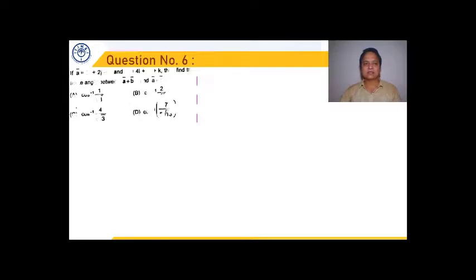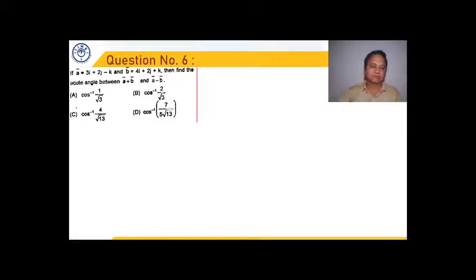Number 6. It says if a vector A is given as 3i plus 2j minus k and B is given as 4i plus 2j plus k, then find the acute angle between A plus B and A minus B. First of all, we have to find the A plus B vector as well as the A minus B vector, and then we apply the formula to find the angle between two given vectors.